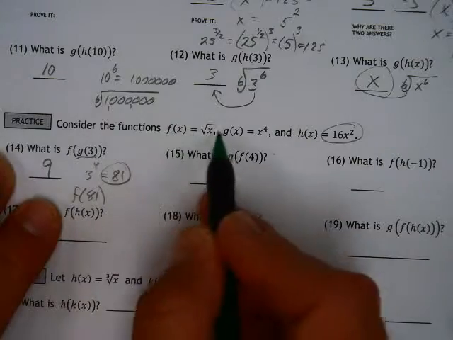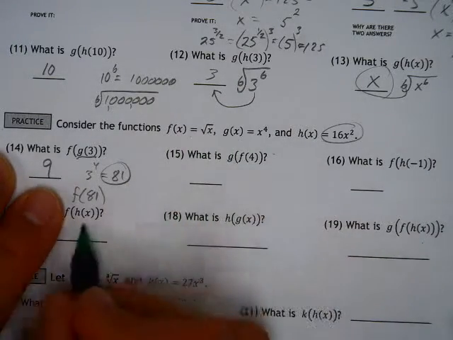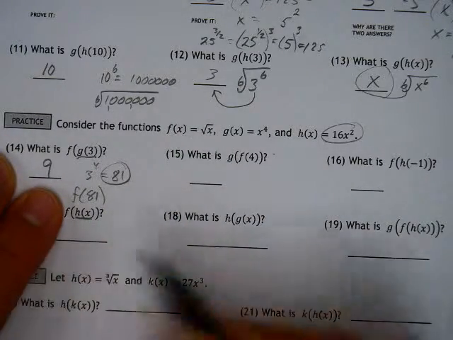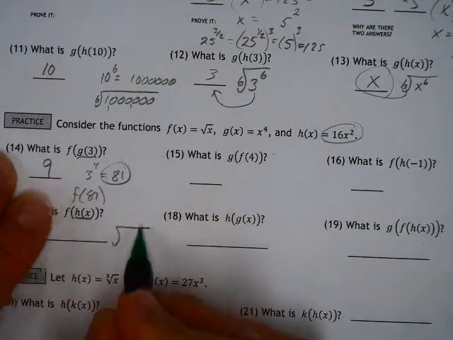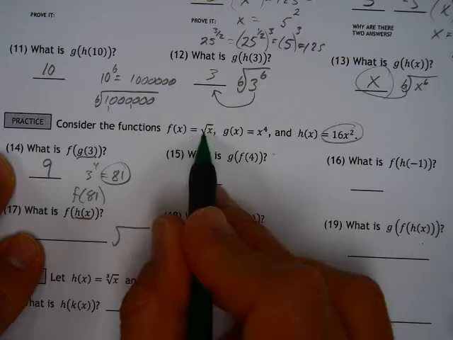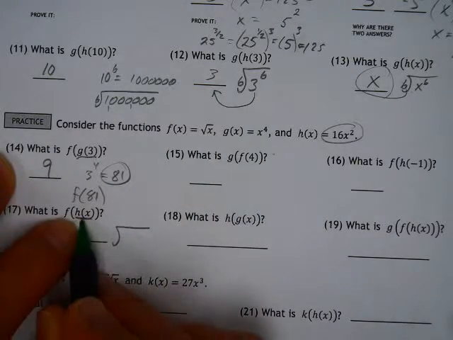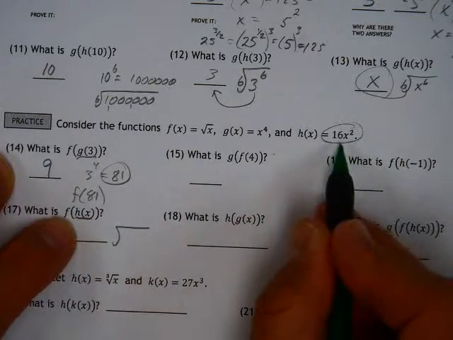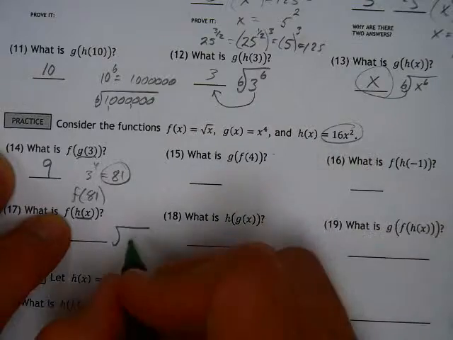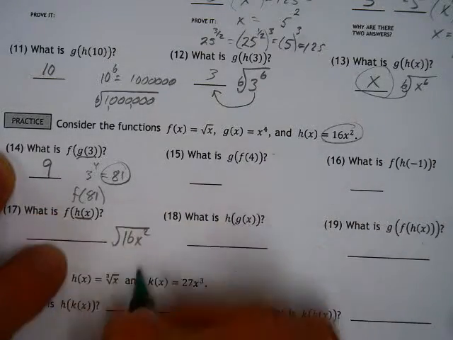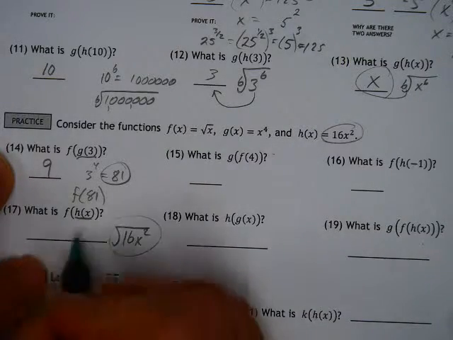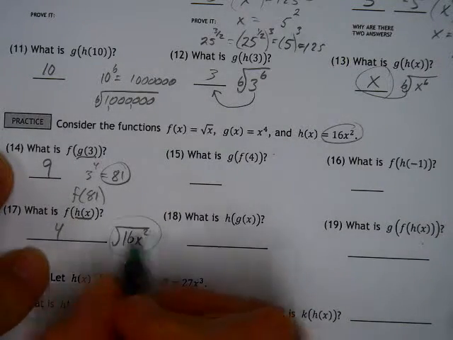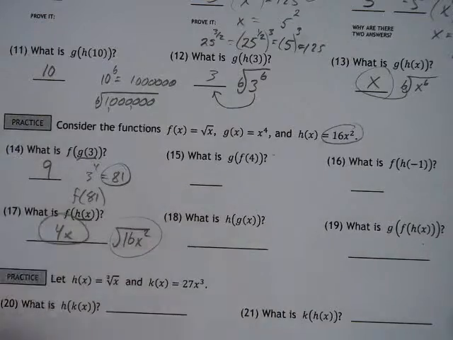Okay, well, F says take the square root of whatever x is, and x in this case isn't an x, it's an entire equation. So that is your F equation, square root of something, and that something happens to be whatever h of x represents. And in this case here, that is a 16x squared. And technically that's it, but it can be simplified. Square root of 16 is 4. Square root of x squared is x. That right there is a simplified form of it.